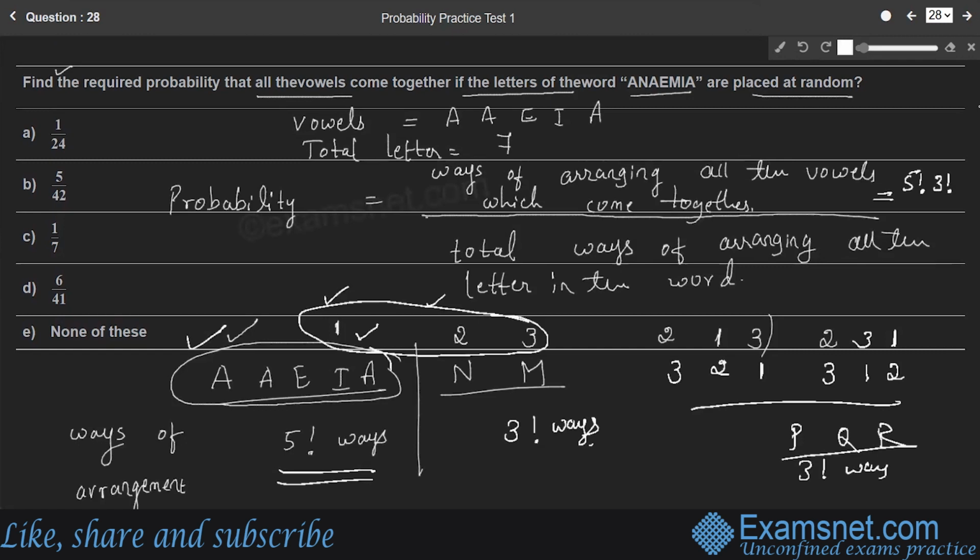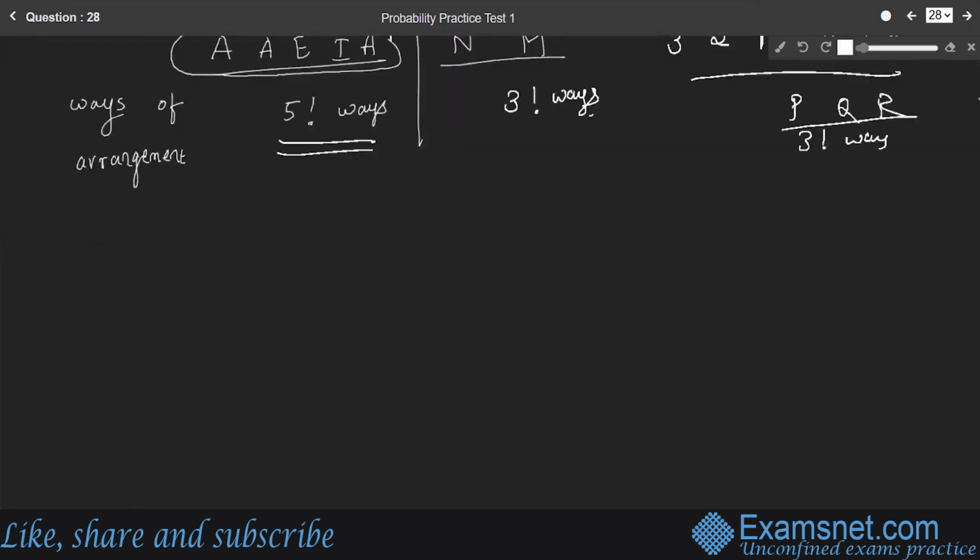into factorial 3, divided by the total ways of arranging all the letters in the given word, right? So there are 7 letters in the given word anemia. Therefore, the total ways of arranging all the letters is 7 factorial. We can arrange these 7 letters in factorial 7 ways. Therefore, the probability is, I'll take this down, right?